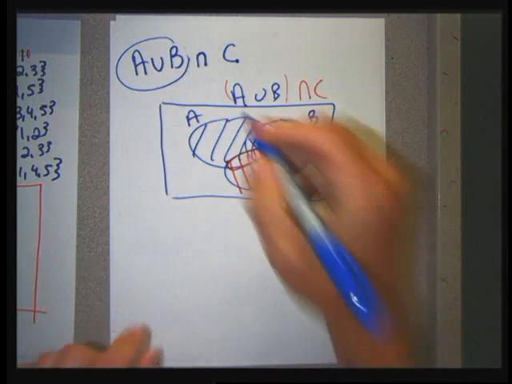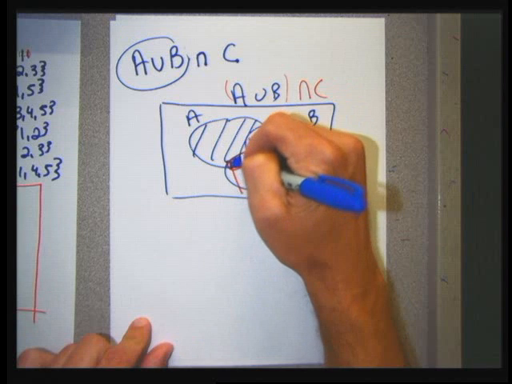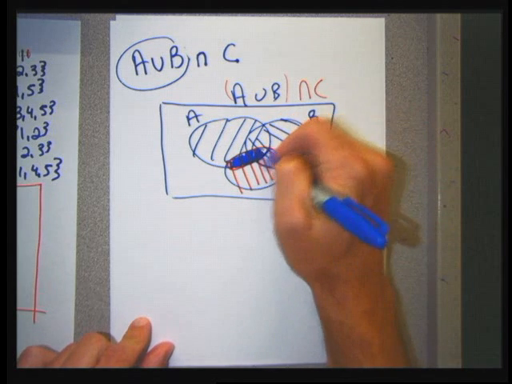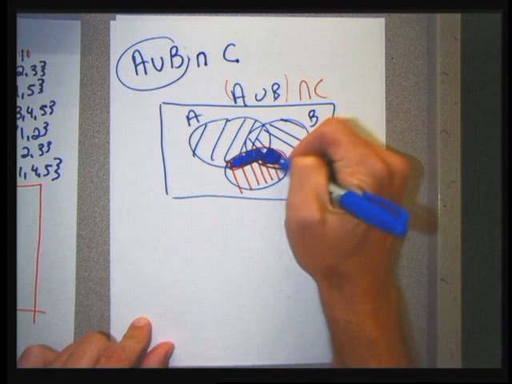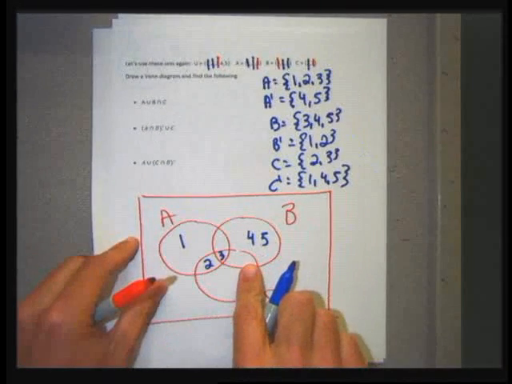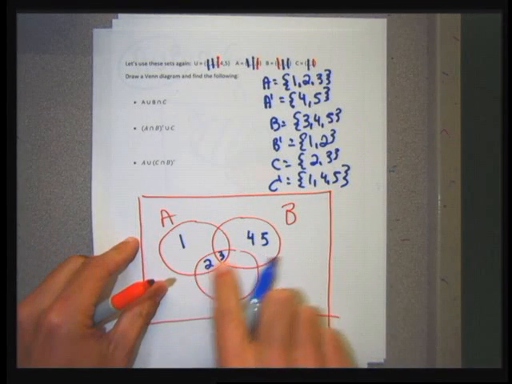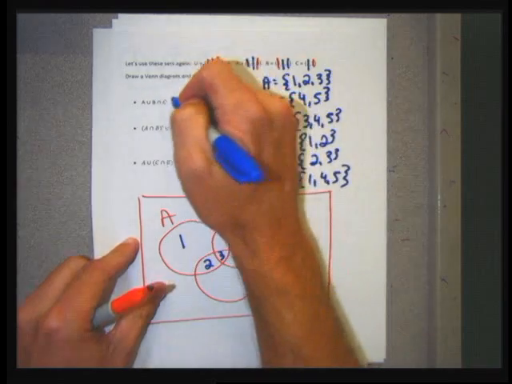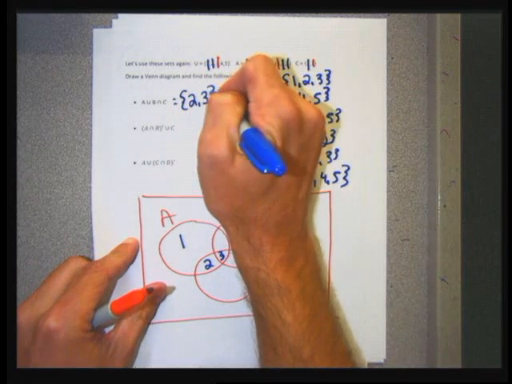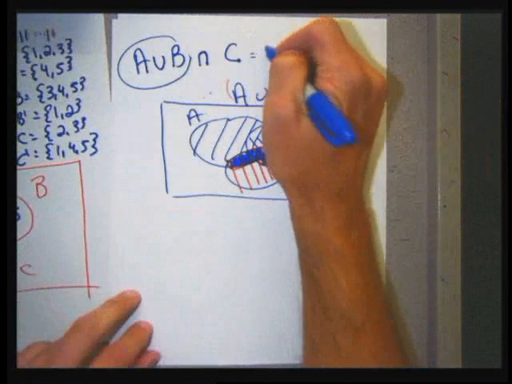So the region that my answer is going to be is any number that's in the C circle along with the A circle or the C circle along with the B circle. That's the region that I'm looking for. When I look at my graph, it's these 3 regions. The only numbers that are in these 3 regions are 2 and 3. The answer to A union B intersection C are the numbers 2 and 3.